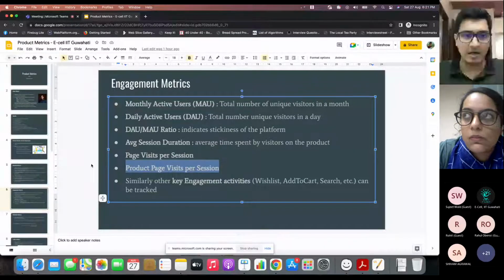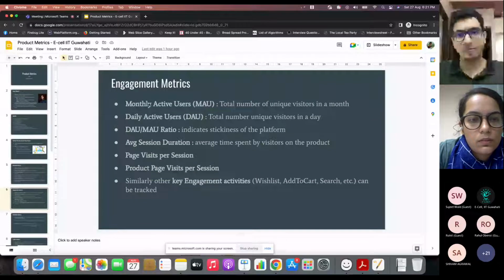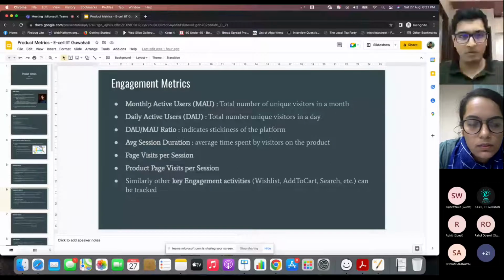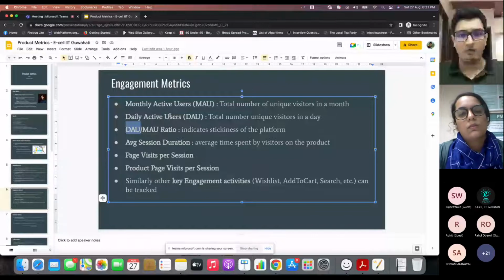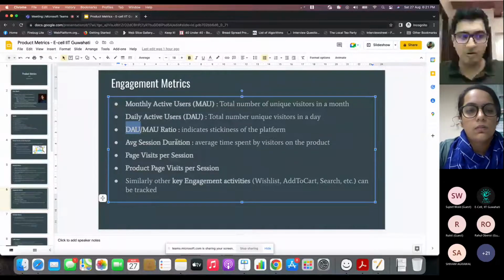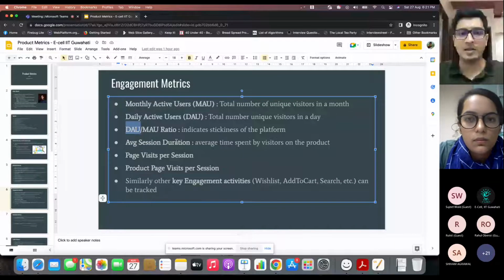So to start with, monthly active users. What does this mean? The total number of unique visitors in a month. And then daily active users, the total number of unique visitors in a day. And the DAU by MAU ratio of these two metrics indicates how sticky your users are on the platform. Are they coming on a regular basis, or are they coming once a month?